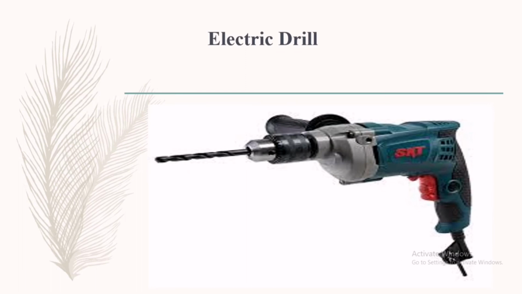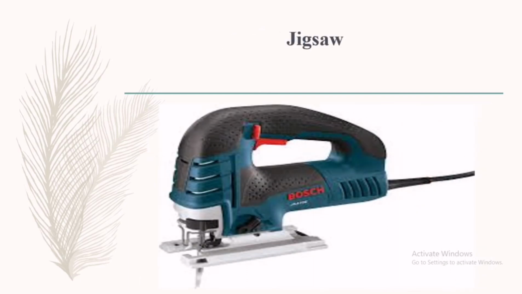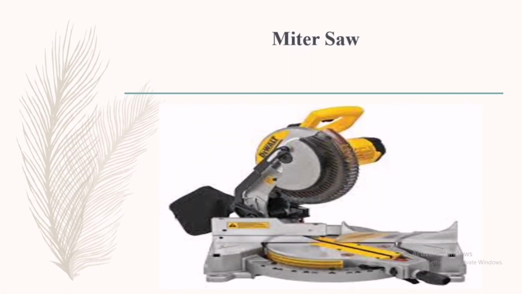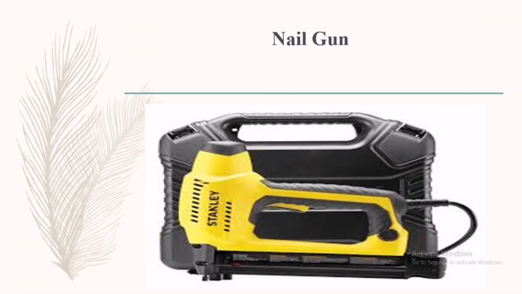Next is electric drill. When it is necessary to make holes in a wood, this equipment will help you bore holes without sweat. And then we also have jigsaw. In carpentry, the main purpose of a jigsaw is to cut curved lines into wood. Next one is miter saw. It is a saw used to make accurate crosscuts and miters in a workpiece by pulling a large mounted circular blade.